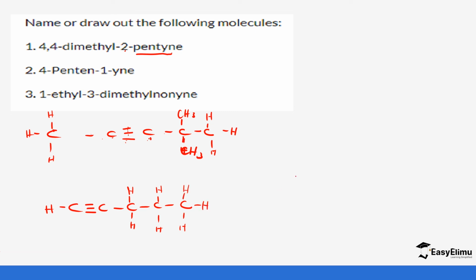And finally, we have nonyne, and in this nonyne we have 2 methyls at carbon number 3 and 1 ethyl at carbon number 1. I think there is an error in the last one because we shouldn't have an ethyl on the first carbon. It changes the longest chain. So we are going to leave it at that. That's how we usually write or draw structures of alkynes. I'll see you in the next lesson as we look at isomerism.